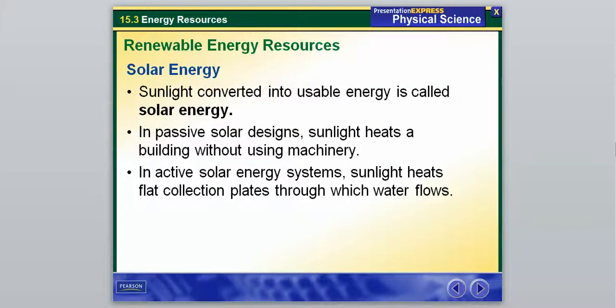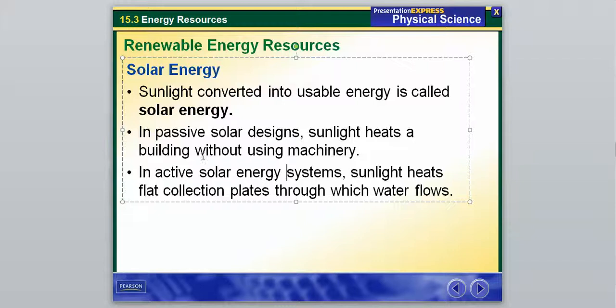Our next one is solar energy. Sunlight converted into usable energy is called solar energy. And we have two types of solar energy. We have what's known as a passive solar design, where the sun heats a building without using machinery. So this is just if you have a lot of windows, you open up the windows on a sunny day, the sun's going to come in, it's going to heat up whatever it is in. So that's passive solar design. That can basically be done by anyone.